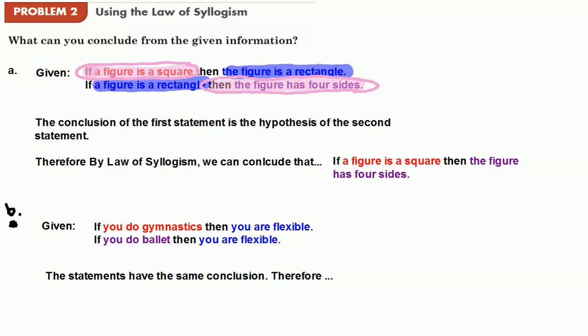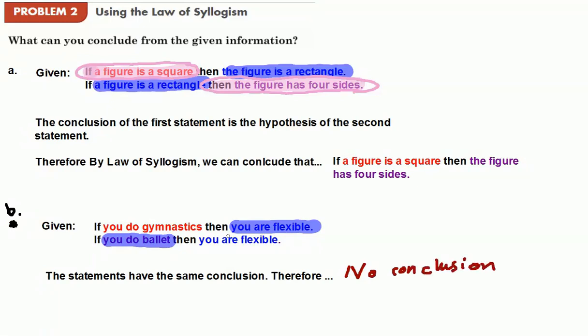Now, the given says, if you do gymnastics, then you are flexible. So first thing is highlight the conclusion. If you do ballet, highlight the new hypothesis, then you are flexible. Notice that both what I highlighted in blue are not the same. Because they're not the same, and so therefore there is no conclusion.